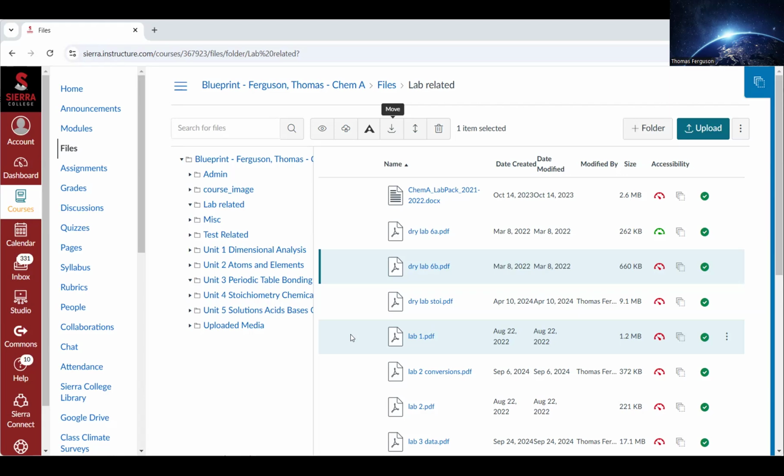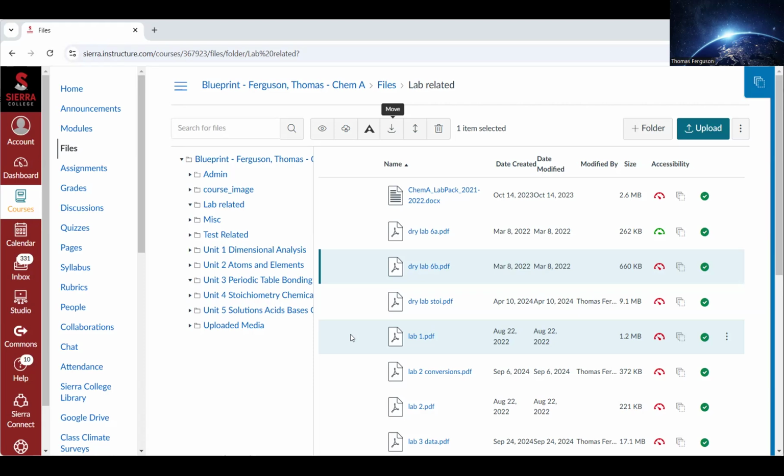Okay, does that make sense? And then scan those and submit it as one file. Okay. All right. Any other questions? Yeah. How do you find it? Canvas files, lab related.